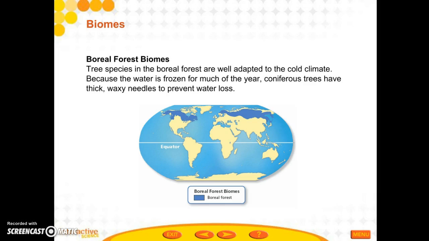Also, I thought this was interesting. Most of the trees have a thick waxy layer to them, which helps them to keep in the water. As you're having those colder months, they keep in the precipitation and keep themselves alive and hydrated.